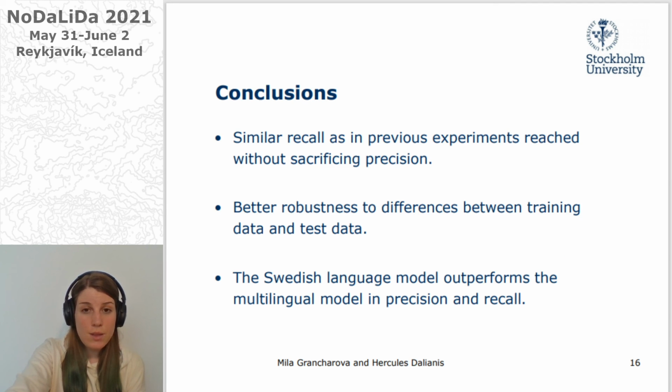So our conclusions are that these models offer a similar recall as we have seen in previous experiments, but without having to sacrifice precision, which is very positive. We also see a better robustness to the difference between training data and test data. Here specifically, I'm talking about how the models fine-tuned on the pseudonymized data also performed pretty well on the original authentic patient records. And finally, we have seen that the Swedish language model outperforms the multilingual model in precision and in recall.